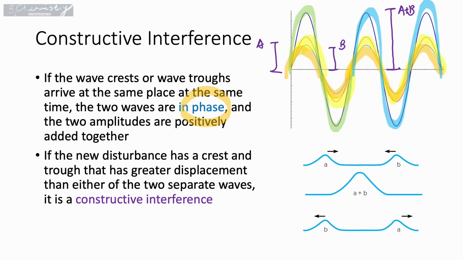And we can also think about it on a string. So we have A and B, the 2 waves meet. When they meet, they are in phase. So the resulting wave is taller. And then after they hit each other, they separate again. But at this moment, they're undergoing constructive interference.